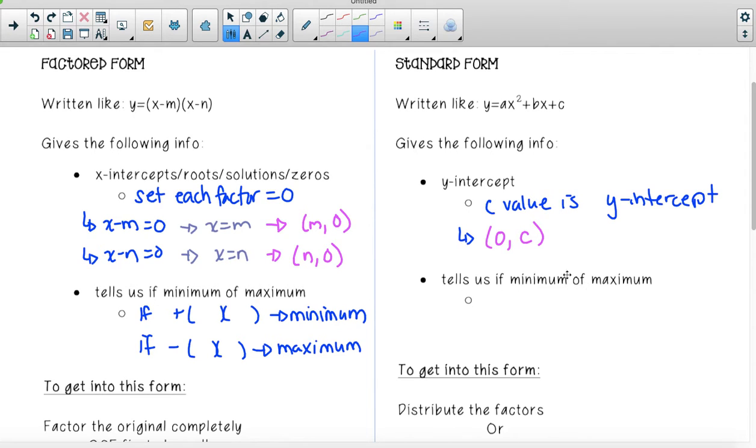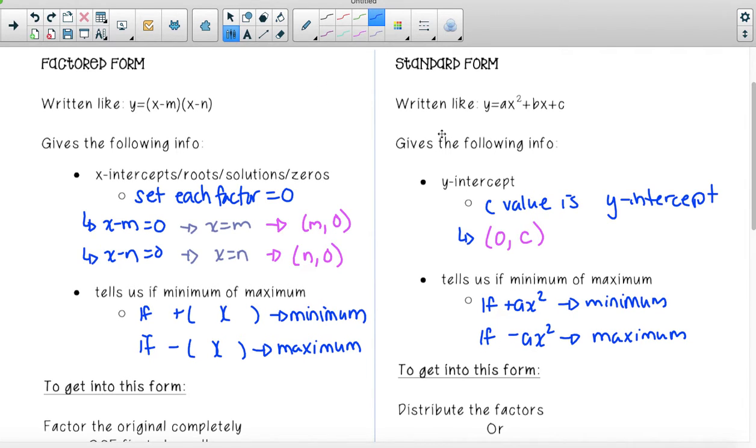It tells us if it's a minimum or maximum the same way it did for factored form. If the leading coefficient, the a value, is positive, so we have a positive ax squared, then we have a minimum. Again, because the a value is positive, it's going to open up. If there is a negative ax squared, that tells us that we will have a maximum, because the graph is opening down.